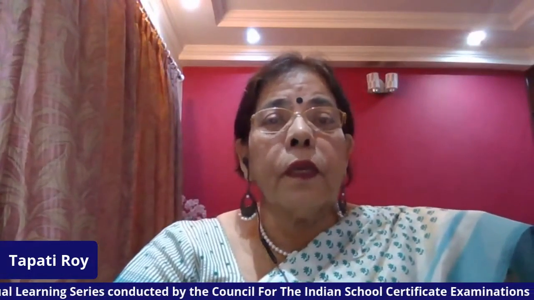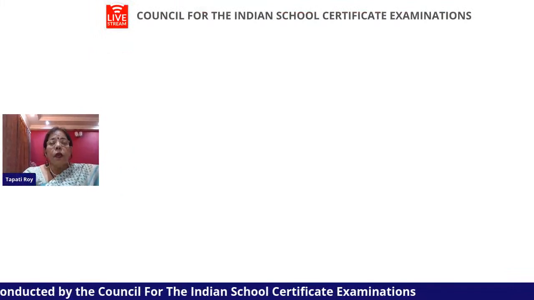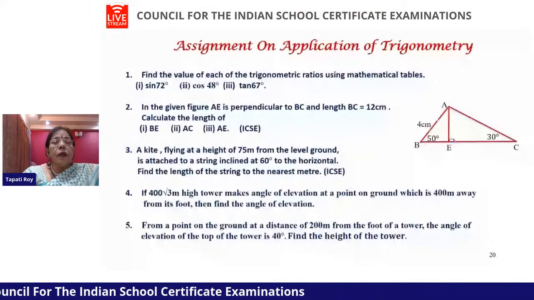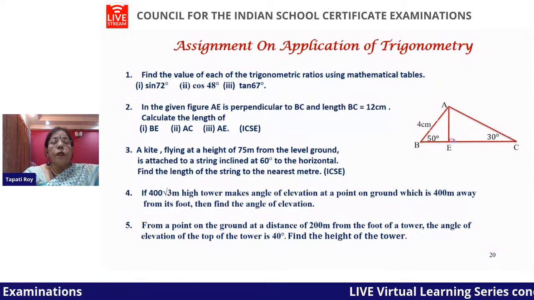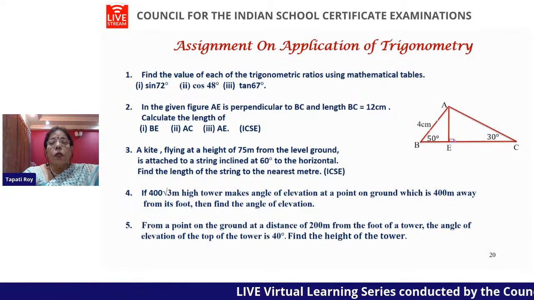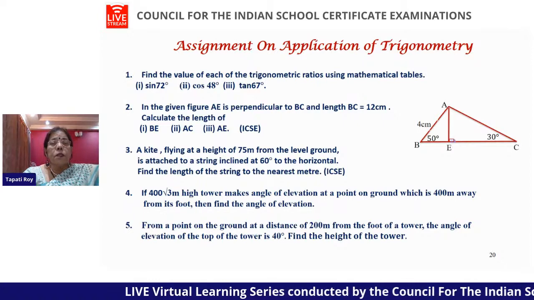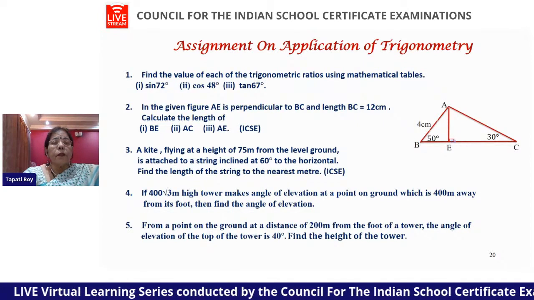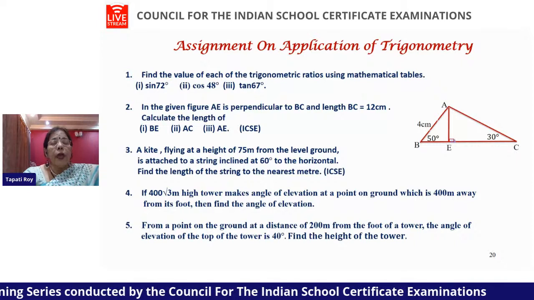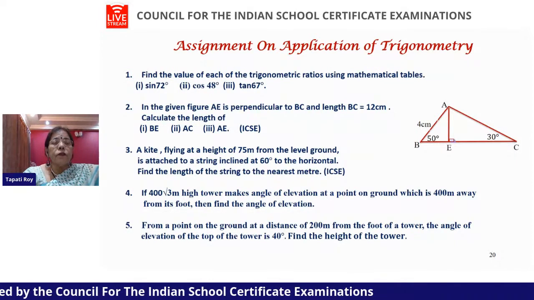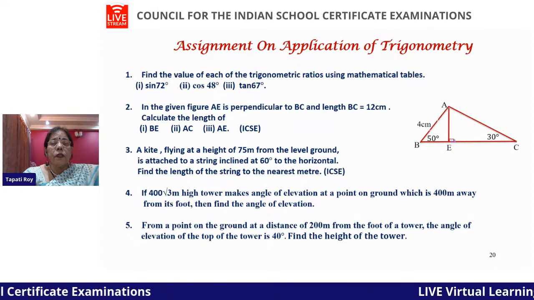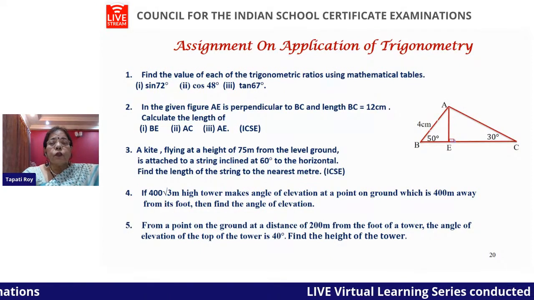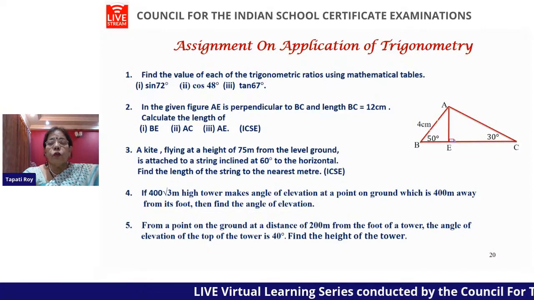Now let us go for the assignment on this topic, application of trigonometry. Please take down the sums. Question 1. Find the value of each of the trigonometric ratios using mathematical tables. So you will open your mathematical tables, look for the values and find out sine 72 degrees, cos 48 degrees, and tan 67 degrees.